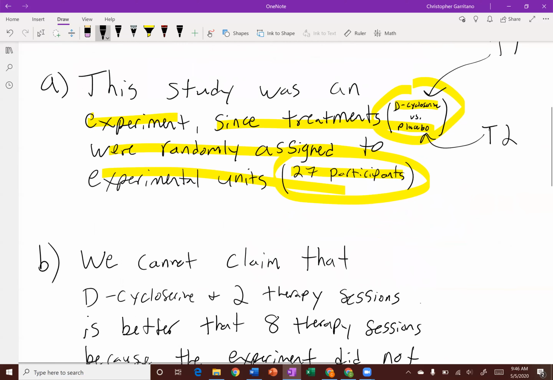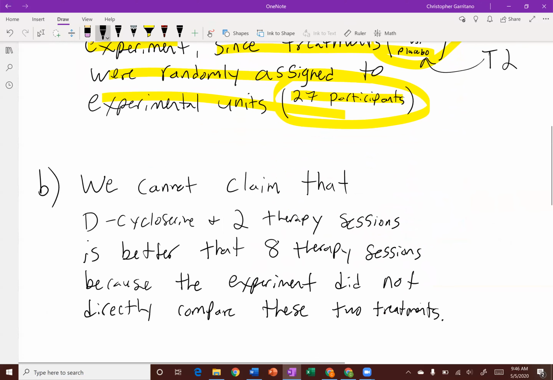And so how do you argue that? Well, you could say something along the lines of, we cannot claim that D-cycloserine and 2 therapy sessions is better than 8 therapy sessions because the experiment did not directly compare these 2 treatments. Period. I think that's all you need to say.